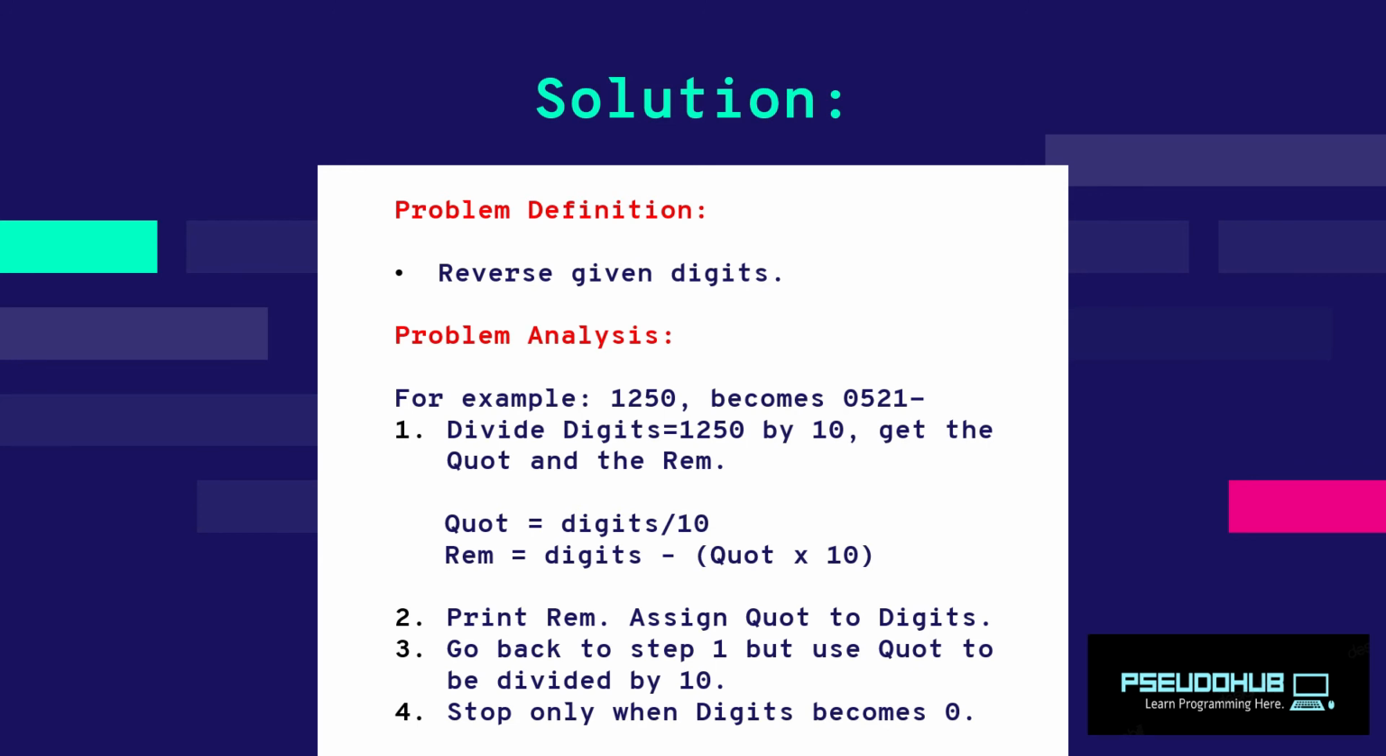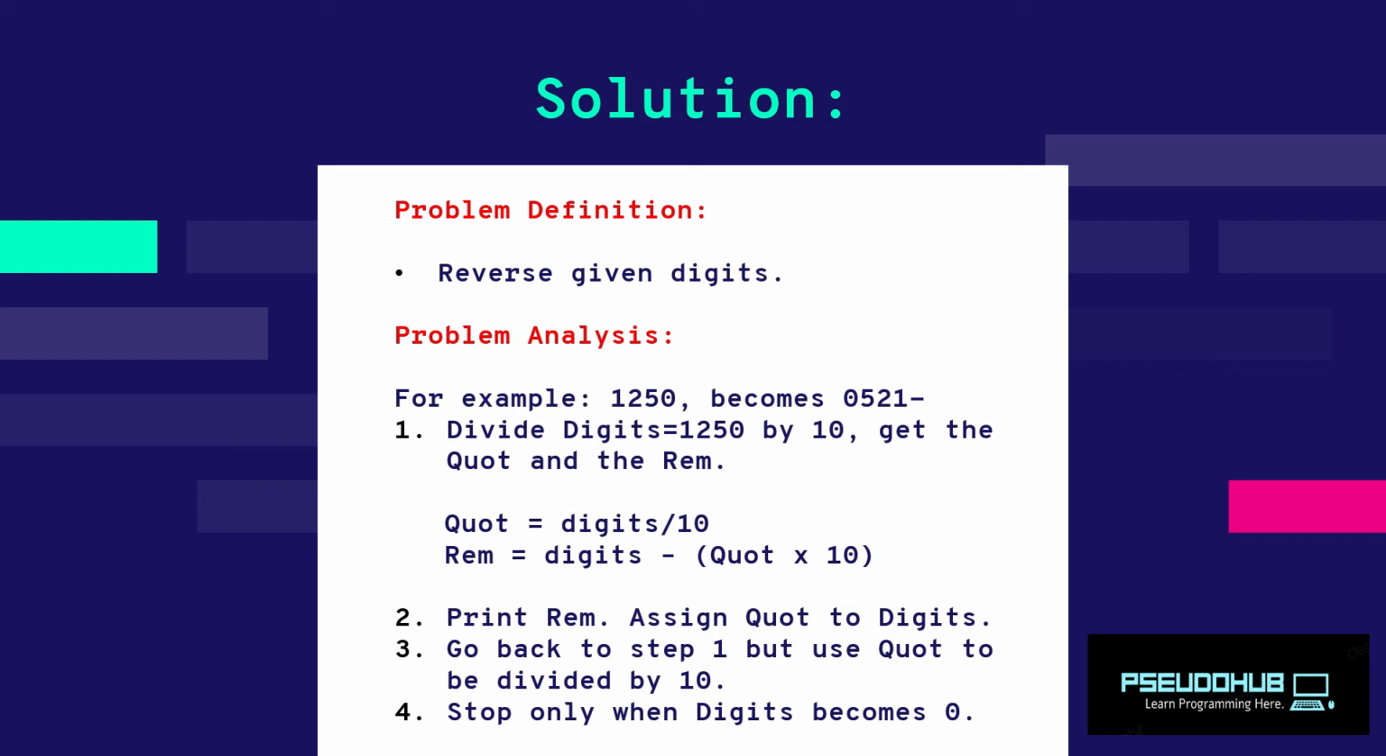Okay, so problem definition: we have to reverse the given digits. For example, 1,250 becomes 0,521. In the problem analysis, we have a given number, 1,250. That is the given digits, and we will reverse it into 0,521.